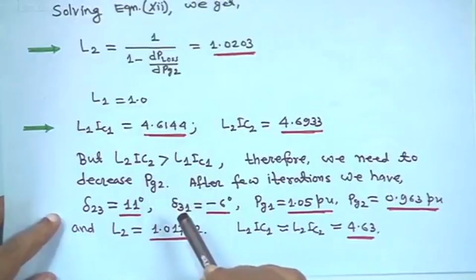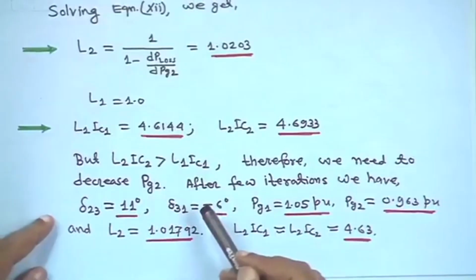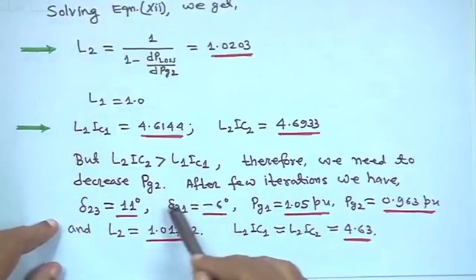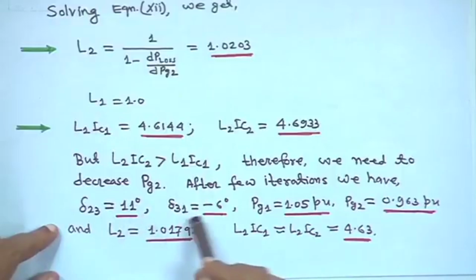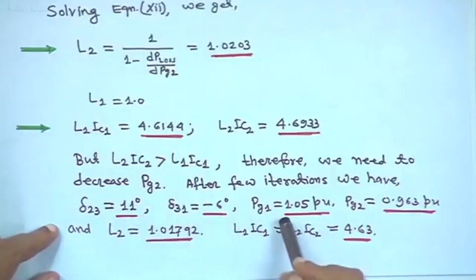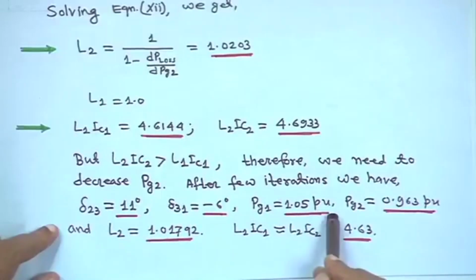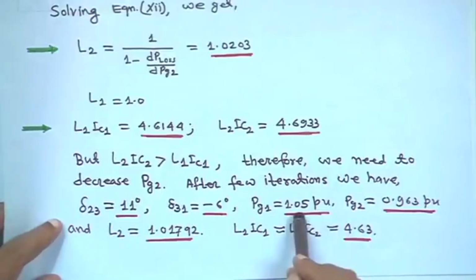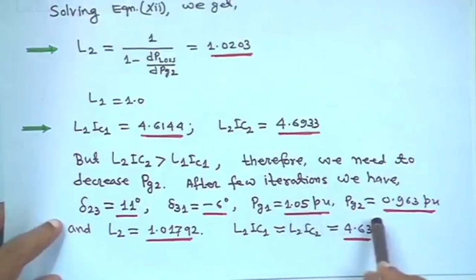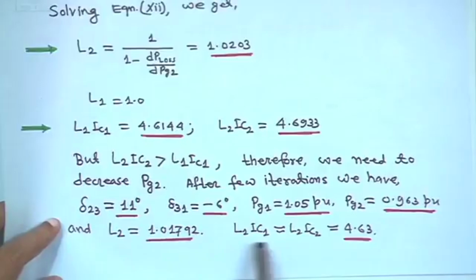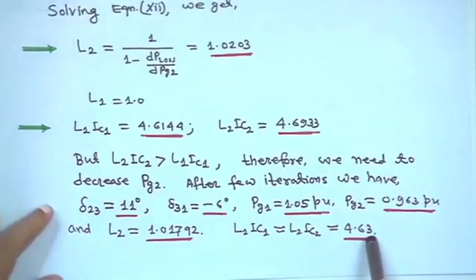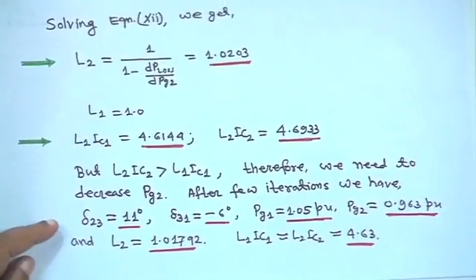So, this is an iterative process. In the classroom we cannot do that iteration, but after a few iterations the result will become delta 2 equal to 3.11 degree, delta 3 will be minus 6 degree, and P_G1 will be 1.05 per unit, that is the slack bus power, and P_G2 will be 0.963 per unit, and L2 will become 1.01792. At that time L1 IC1 approximately equal to L2 IC2 will become 4.68. This is the step.